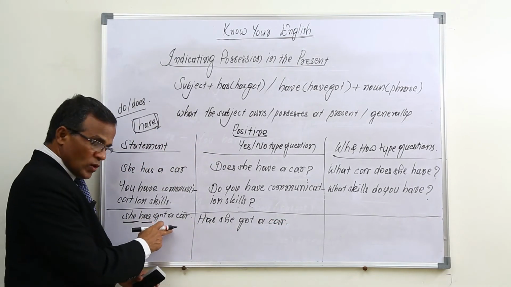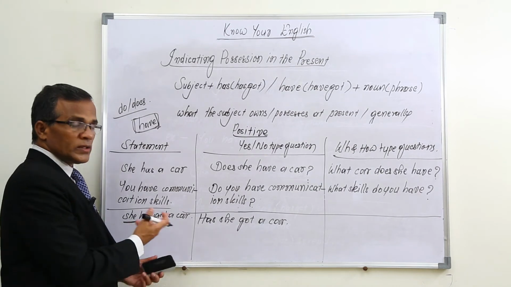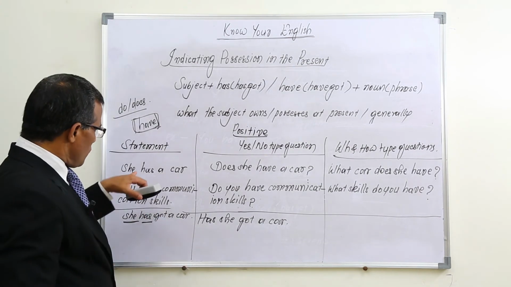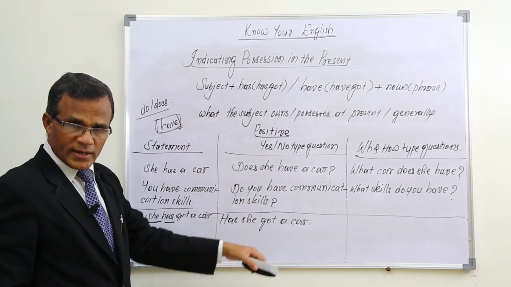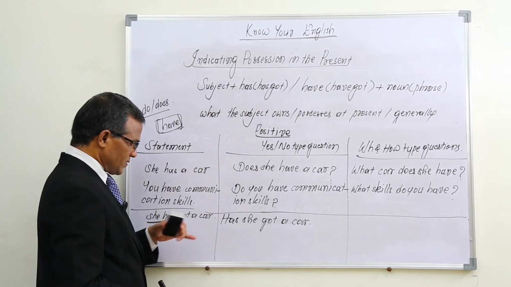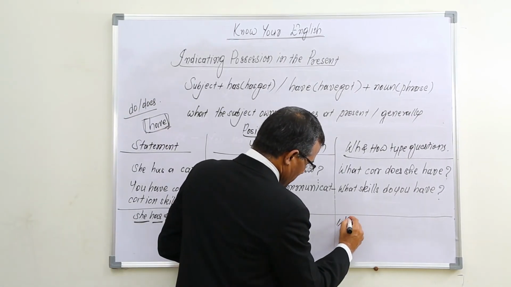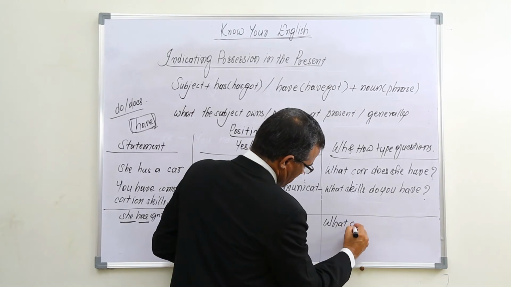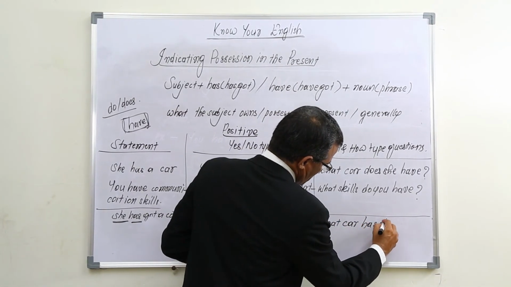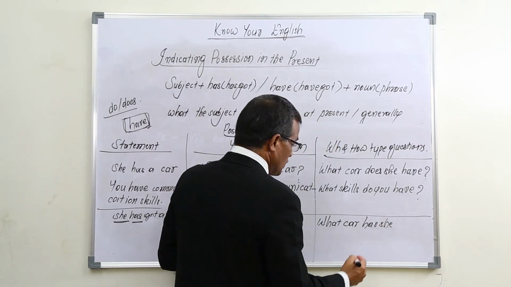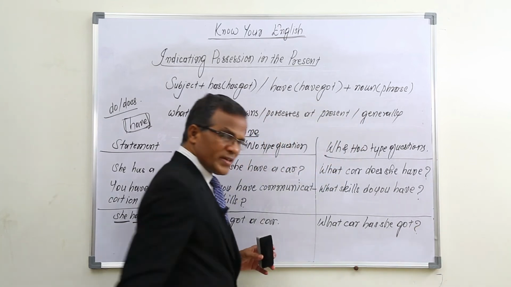When it is has got, simply we have to change the subject and has or have, so that we find the question. When we use has or have only, then we have to take do or does. So in the case of she has got a car, has she got a car, and what car has she got? What car has she got? Like this we put a question.